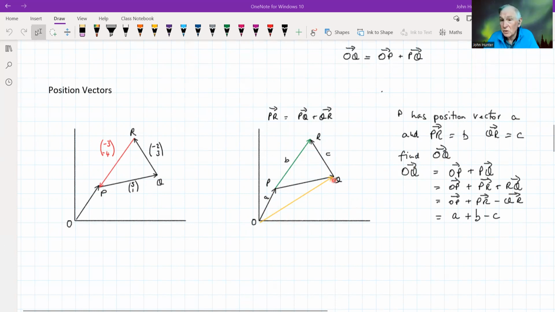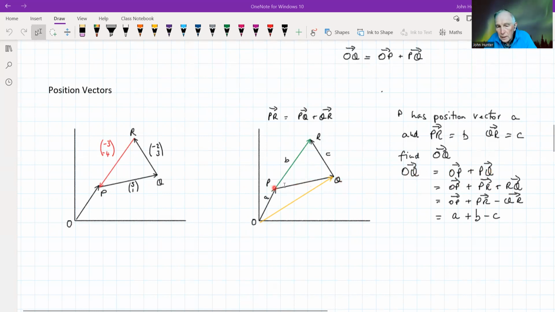Might say find the position vector of OQ. Then, well, let's just write this out. OQ is equal to OP plus PQ. Look, I've done that expansion there. The P's would cancel, wouldn't they? So OP plus PQ.